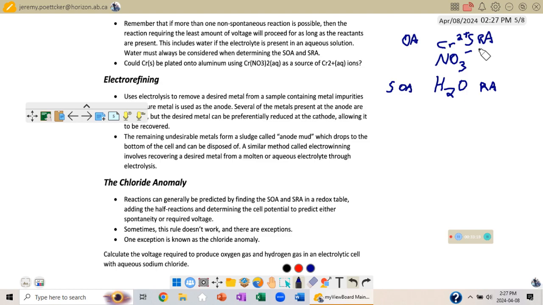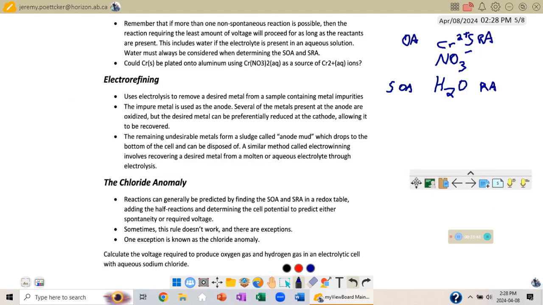And again, if you're looking for how and why this makes sense, look at where all of these things are in relation to each other on your table. Again, we are looking for strongest oxidizing agent is near the top on the left side. Strongest reducing agent is closest to the bottom on the right-hand side. All right, so that's just a keep in the back of your mind kind of thing. Remember that water is there.